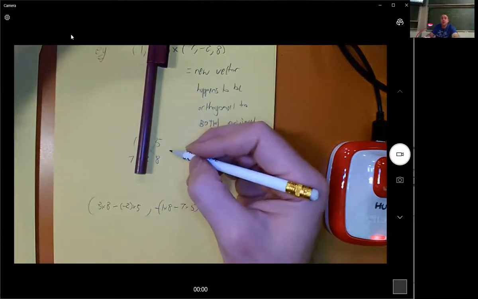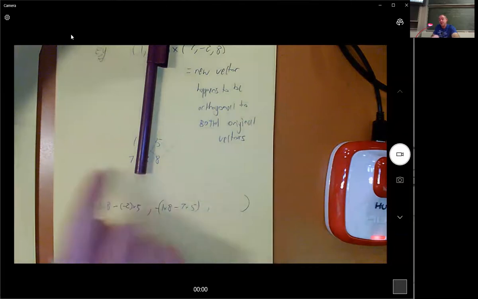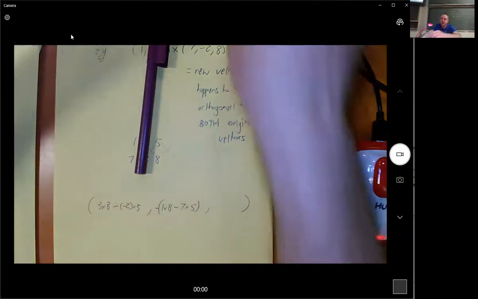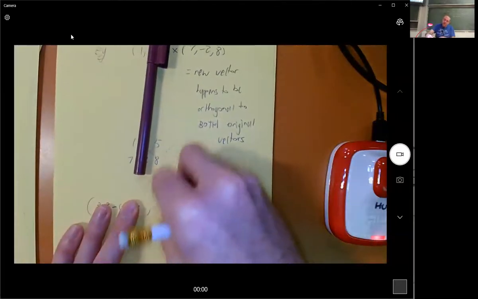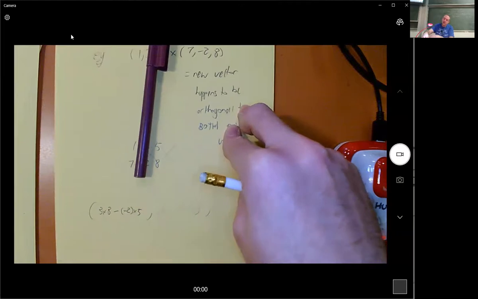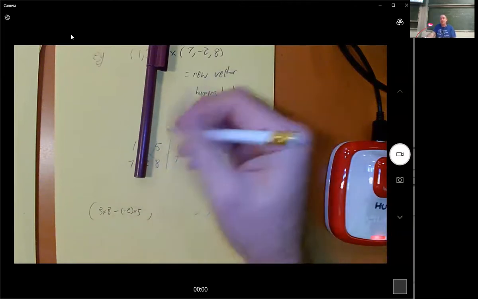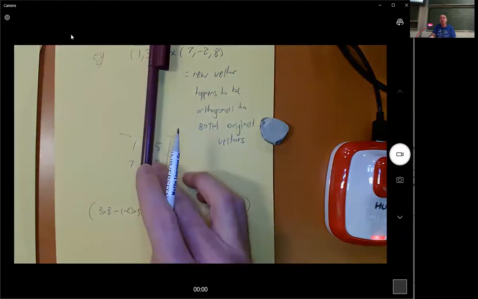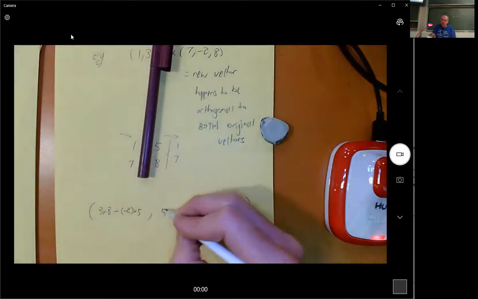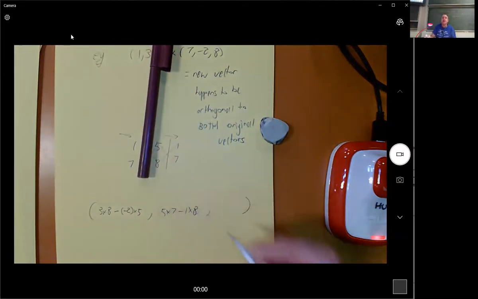Because the cross I'm trying to draw actually goes over the edge. So the cross I really want to draw is actually this one. It wraps around like a donut. And over here, there's a 1 and a 7 as well. If you go off this end, you come in this end, basically. So the cross I really want to draw is 5 times 7 minus 1 times 8 there.